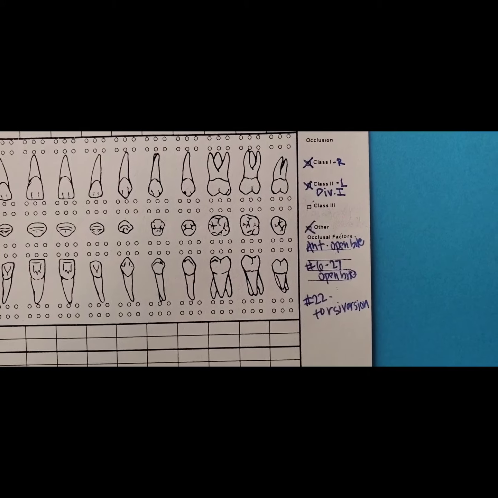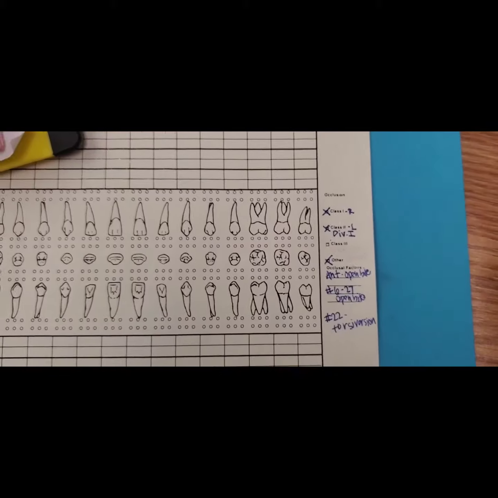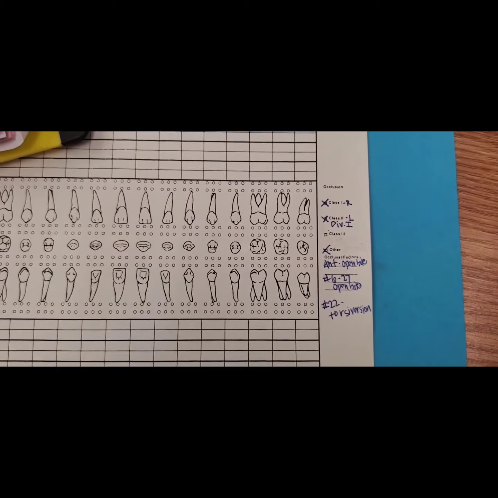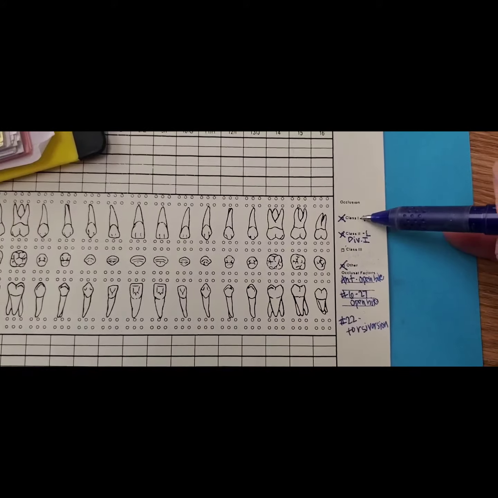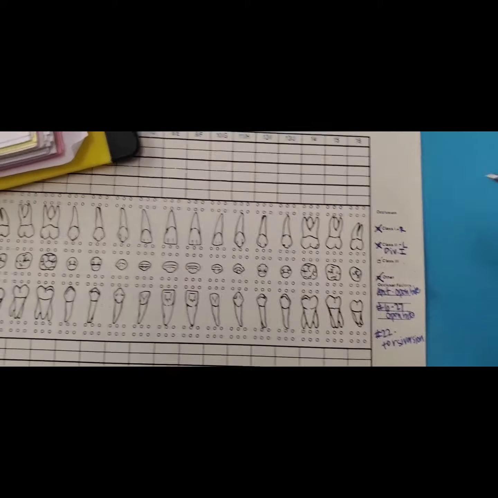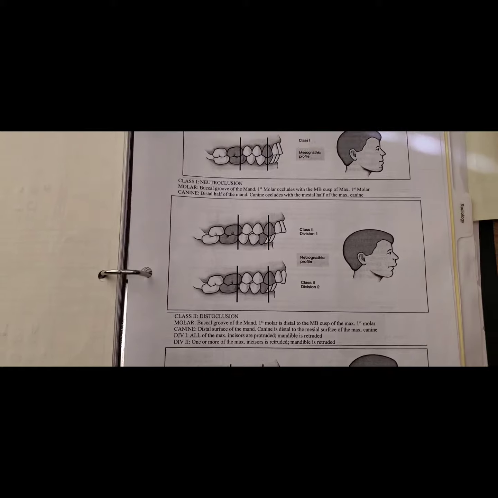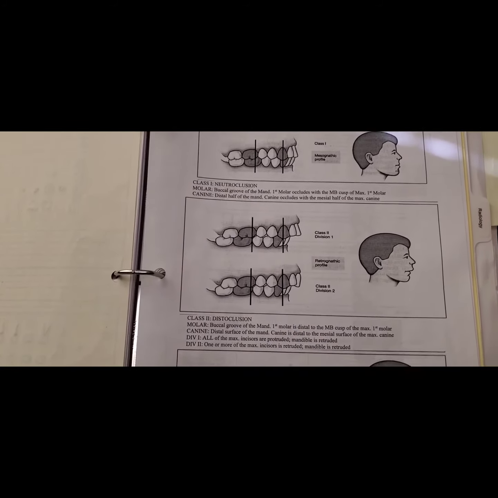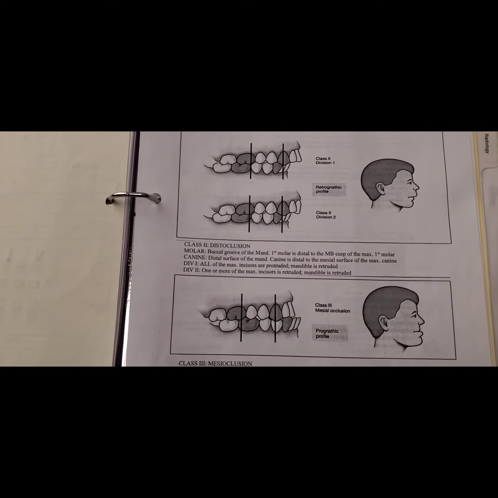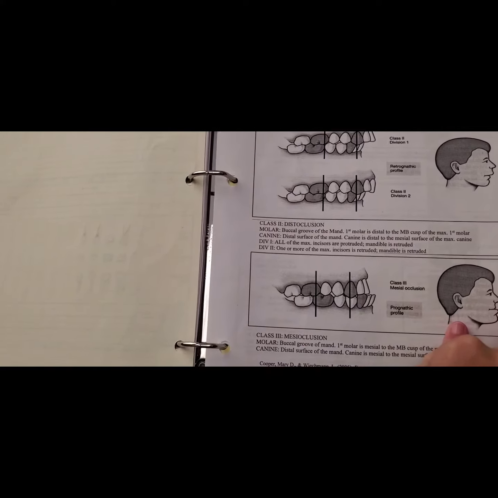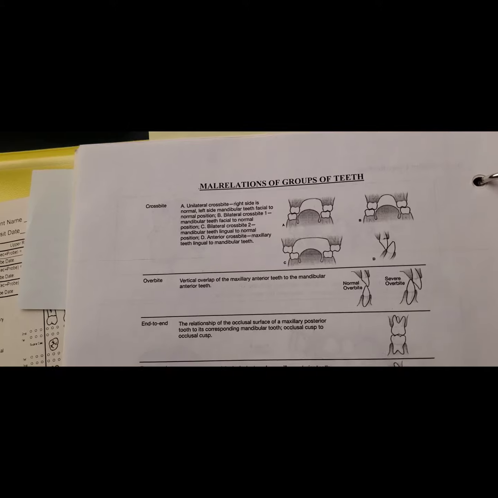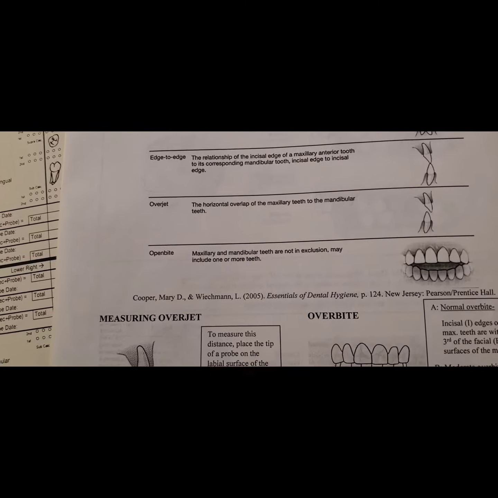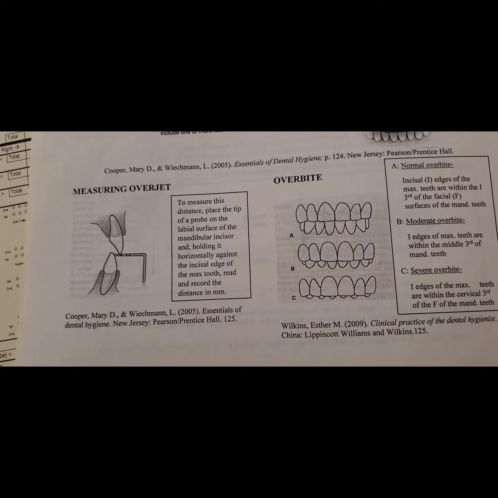There are 3 steps to taking a good occlusion record. So step 1, determine whether your patient has class 1, class 2, or class 3 occlusion. You can use this page in your clinic manual to help you. Step 2 is going to be determining if there are any malrelations of groups of teeth. So for example, crossbite, overbite, end to end, edge to edge, overjet, overbite, and there's some information in your clinic manual to help you with that.